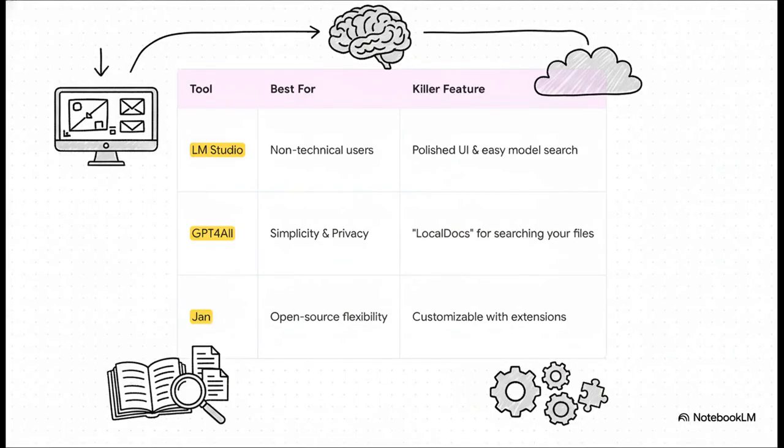Okay, so let's break down the top 3 choices here. If you're looking for that polished, App Store-like experience, LM Studio is your go-to. It has this fantastic interface for finding and downloading models. Super easy. Then you've got GPT4All. This one's great for simplicity, and it has a killer feature called Local Docs that lets it search your own files. And for all you tinkerers out there who love open source, Jan is perfect. It gives you all this flexibility to customize it with extensions.